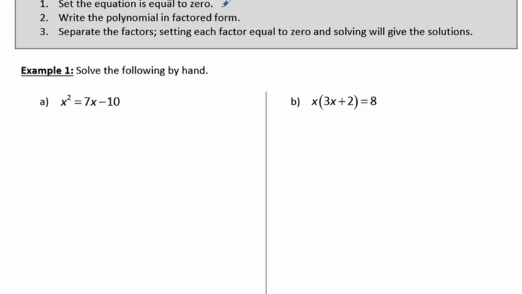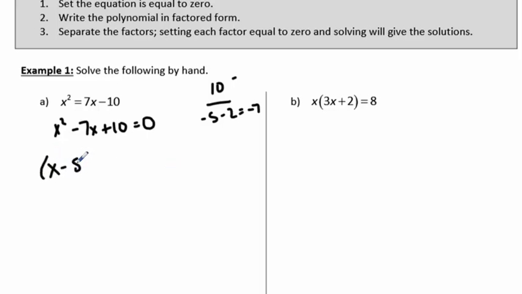I'm going to rearrange this so that it's equal to 0, so we're going to subtract the 7x over and add the 10 over. That'll give us x squared minus 7x plus 10 equals 0. Now I need to factor this so that I have a product. I've got a positive 10 I want to break up, and I know that I need two of the same sign to get a positive, and they need to both be negative to get a negative 7. So we're going to try negative 5 and negative 2, and that does in fact add to negative 7. So this polynomial will factor into x minus 5 times x minus 2, and it's equal to 0.